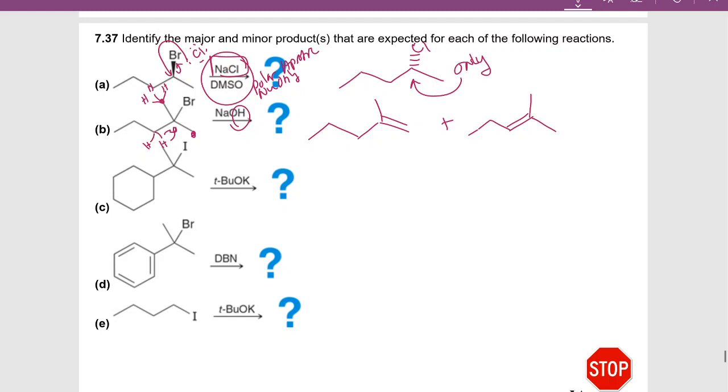This. We don't have cis or trans because we have two of the same thing on the same carbon on the double bond, so we don't have to worry about cis or trans. Okay, so those are our two possible products.